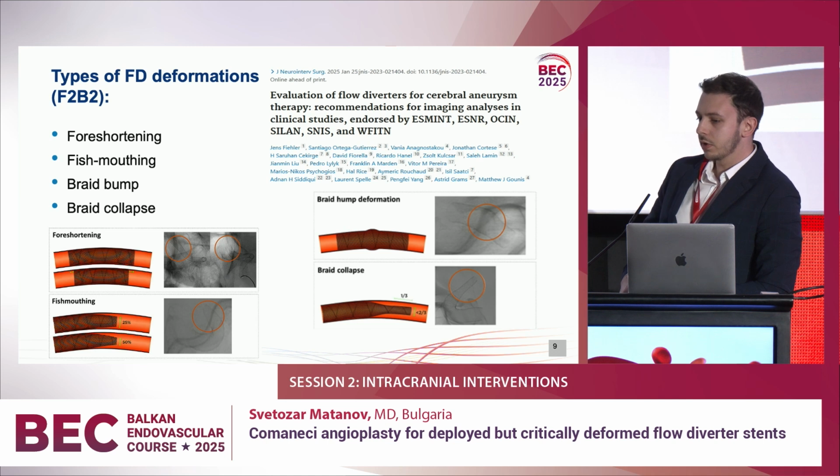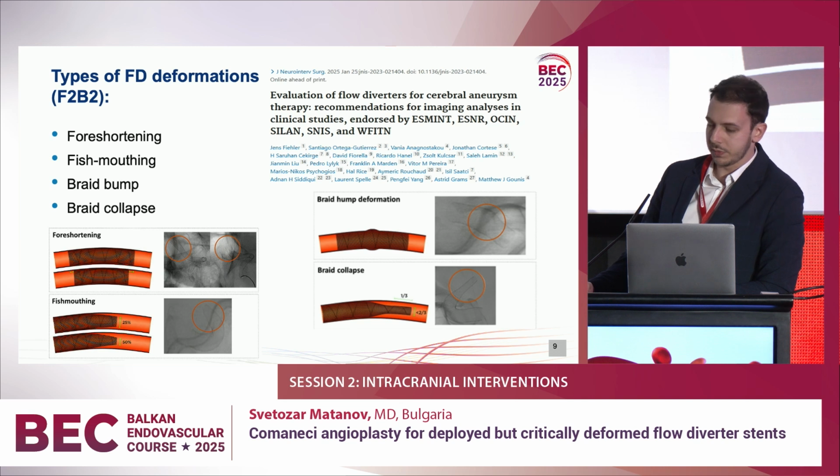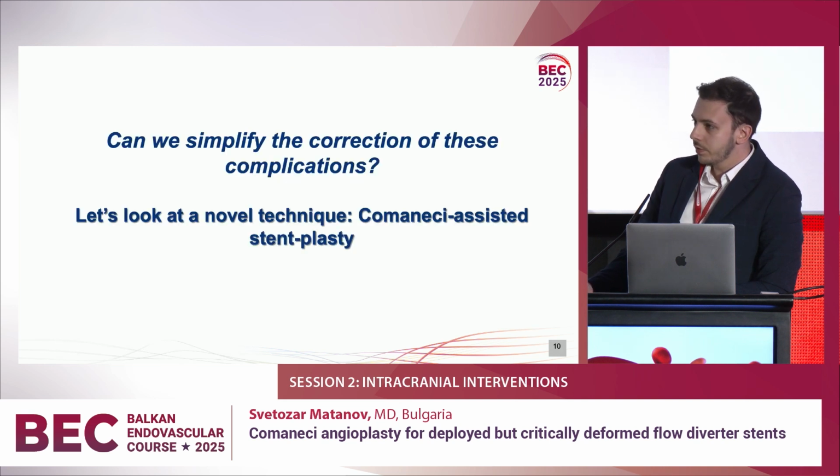This paper briefly summarizes the classification that is endorsed by the major endovascular societies, which classifies the flow diverter deformities into 4 main types: foreshortening, fish mouthing, braid bump, and braid collapse. So now we have the names for these issues. Can we do something to solve them? We've seen that we can place a balloon, we can play with a microcatheter, but with some caution, of course, we can also try to place another stent.